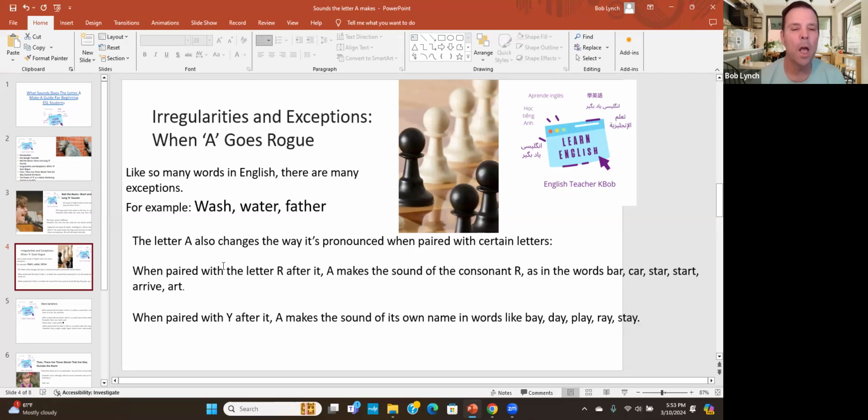The letter A also changes the way it's pronounced when paired with certain letters. When paired with the letter R after it, A makes the sound of the consonant R in words like bar, car, star and start, arrive and art. When paired with Y after it, A makes the sound of its own name in words like bay, day, play, ray, and stay.